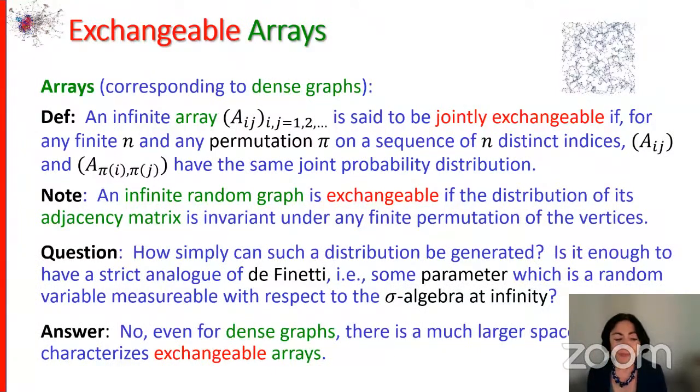So, how simply can such a distribution be generated? Is it enough to have a strict analog of de Finetti, that is, some parameter which is a random variable measurable with respect to the sigma algebra at infinity? And the answer is no. Even for dense graphs, there's a much larger space that characterizes exchangeable arrays.